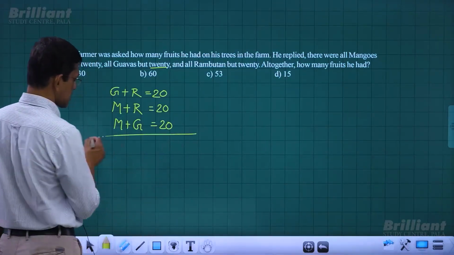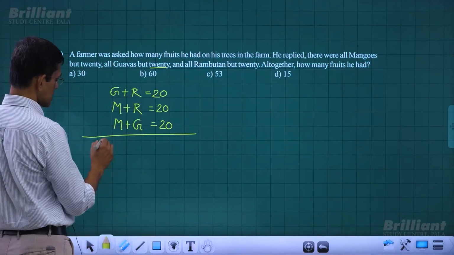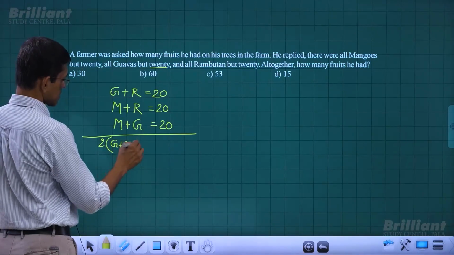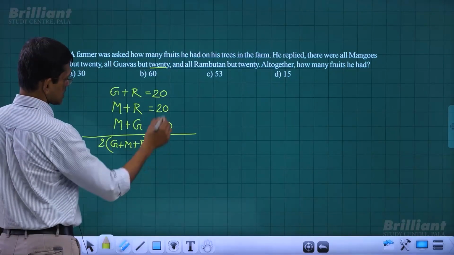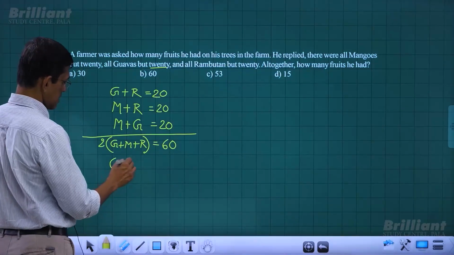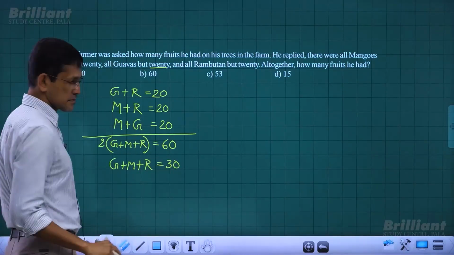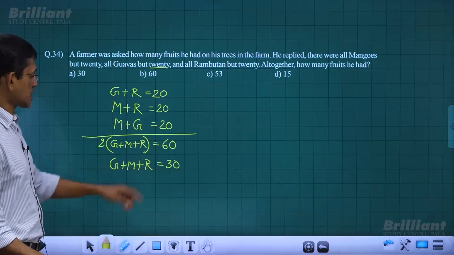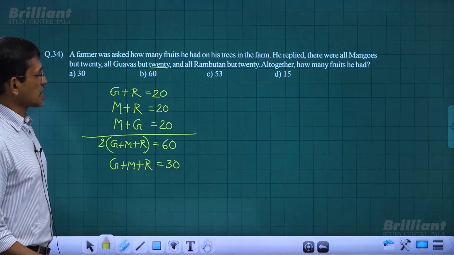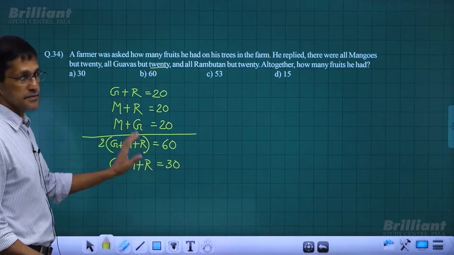Now, add it up. When you add it up, what do you get? 2 M's, 2 G's, and 2 R's. 2 into G plus M plus R. That together is what? 60. So ultimately, G plus M plus R, what you get is 30. 60 by 2, we get 30. So the question altogether, how many fruits he had? Well, guavas, mangoes, rambutans altogether, what he has is 30.